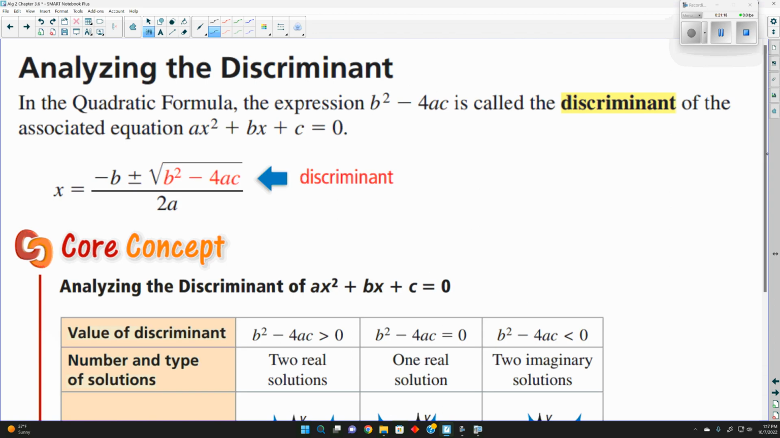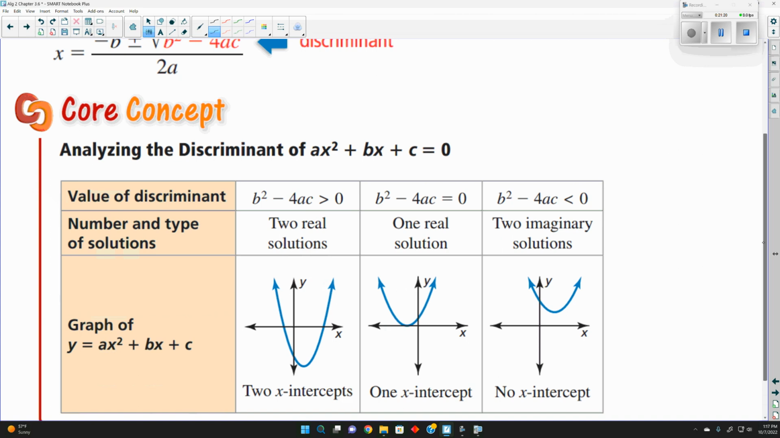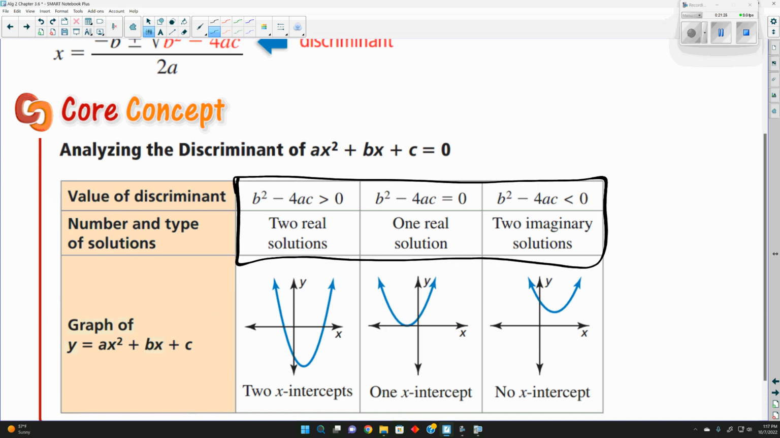The discriminant. Now the discriminant is our b squared minus 4ac. And this has three main properties to it. If b squared minus 4ac is greater than 0, we have two real solutions. Now if b squared minus 4ac is equal to 0, we have one real, we would say unique, solution.